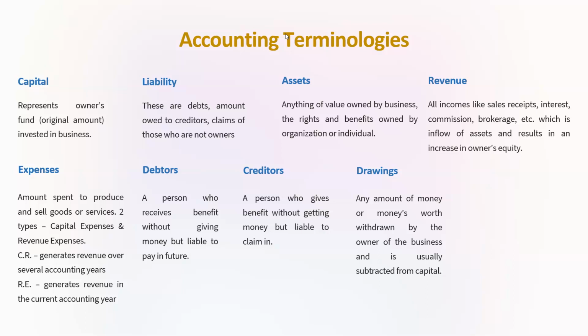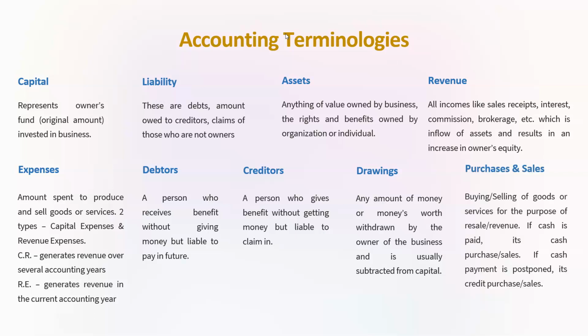Then there are drawings. Any amount withdrawn by the owner from the company is considered drawings. This amount would be subtracted from the capital he or she has invested in the company. For example, a person has invested 10 crores as capital. After some time, the person withdraws 2 crores from the company accounts. It means the present capital shown in the accounts will be 8 crores.